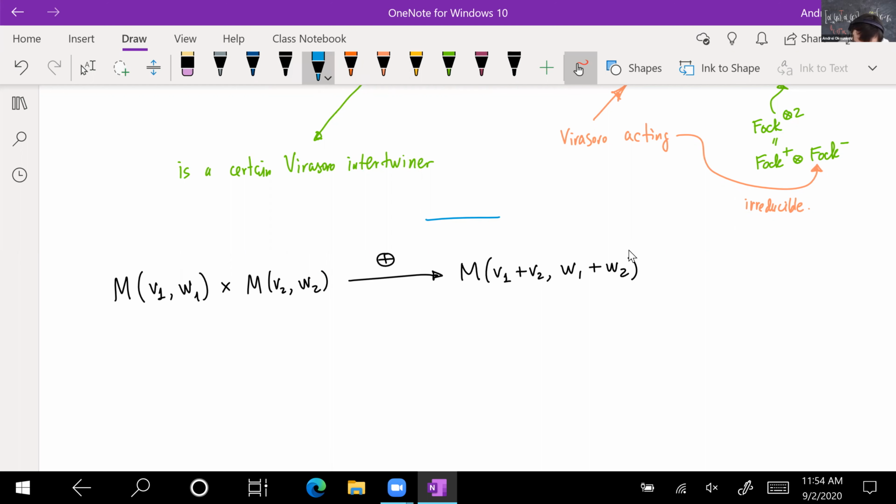And similarly, we can have a different embedding here. We can put some different splitting, M of V1 prime, W1 prime, cross M of V2 prime, W2 prime. Nothing prevents us from doing this. As long as they sum up to the same thing, this is okay.